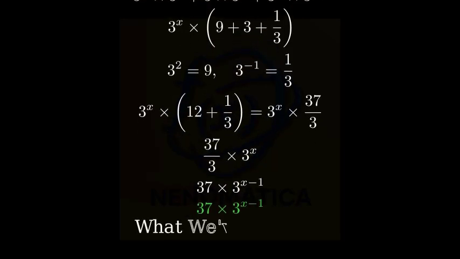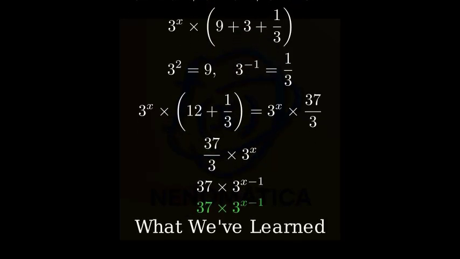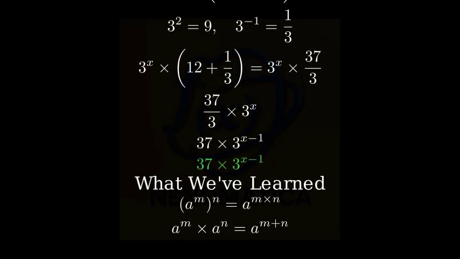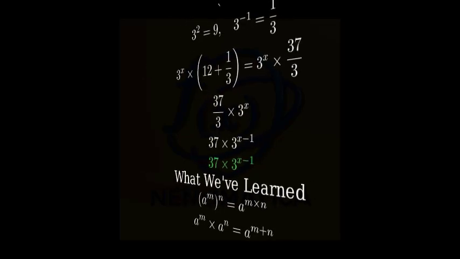Remember these key properties. For the power of a power, a raised to power m, all raised to power n, equals a raised to the power of m times n. For the product of powers, a raised to power m times a raised to power n equals a raised to the power m plus n. By applying these properties, we can simplify complex expressions with exponents.